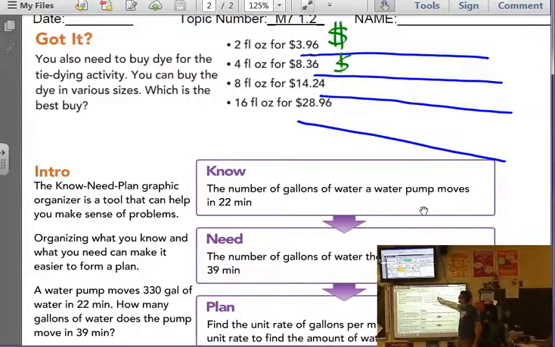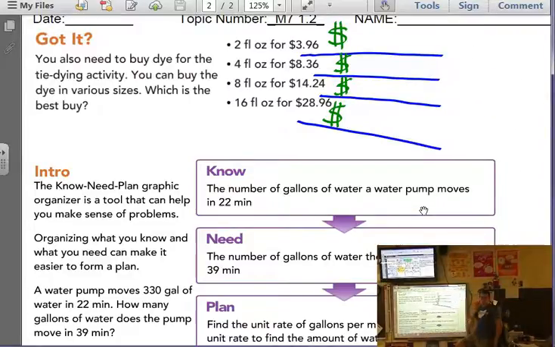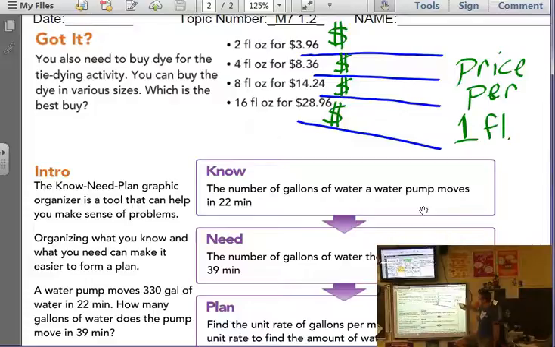I know which one's the cheapest. Now, what will be my unit for all of these? I know the first one. Ooh, not ounces. You're close, Xavier. It involves dollars. So remember, it's a unit price. Shane? Yeah, so this is dollars or price per one fluid ounce. Notice the FLOZ, fluid ounce.